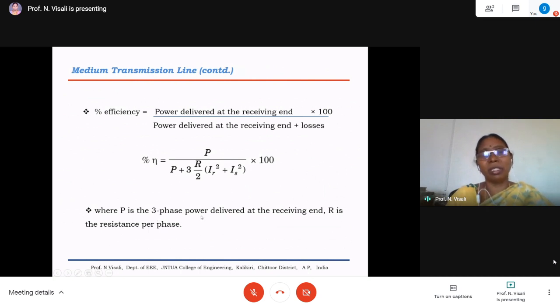Where P is the three phase power delivered at the receiving end, R is the resistance per phase. Half of the resistance we have to take. The receiving end current loss and sending end current loss, both we have to add to get the total loss.